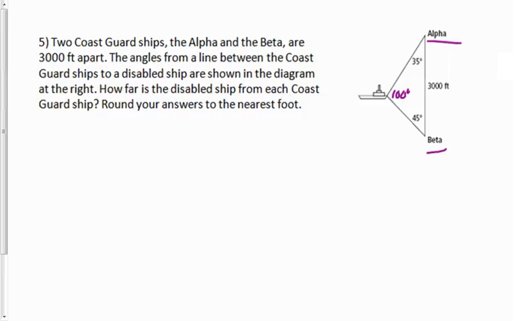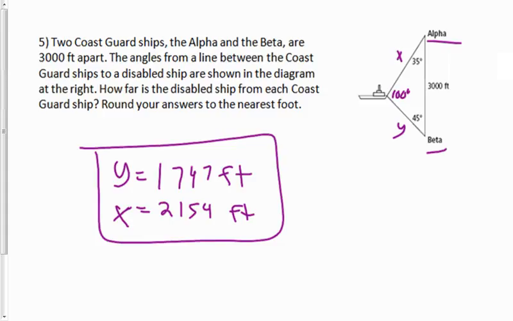So why don't you try solving these? I'm only going to give you the answers for these. We want to find the two missing parts, x and y here, rounded to the nearest foot. If you want to pause it, I'm going to give you the answers in just a second. All right, so there you go. I got y, the distance from Beta to the disabled ship, is 1,747 feet. And then x, from Alpha to the disabled ship, is 2,154 feet. And I used the law of sines for that to set up the proportion and solve.